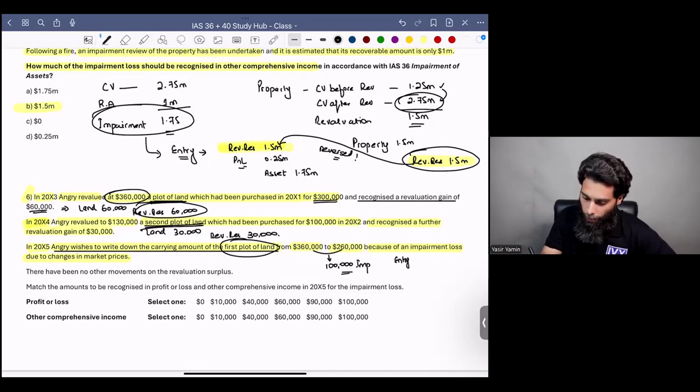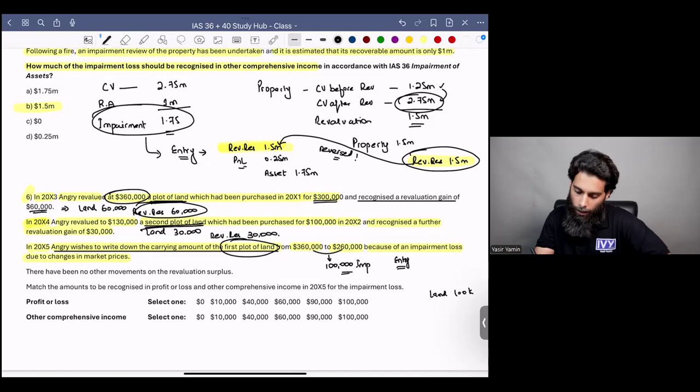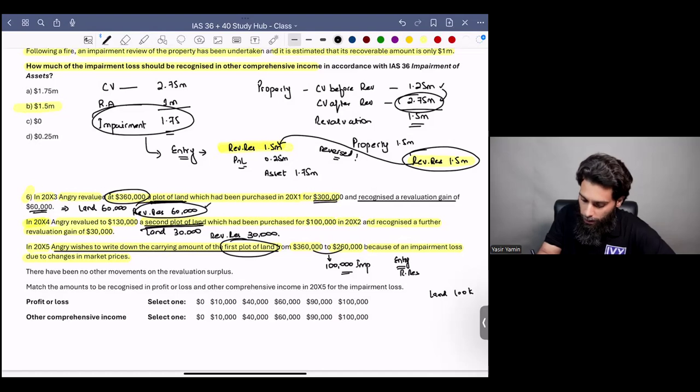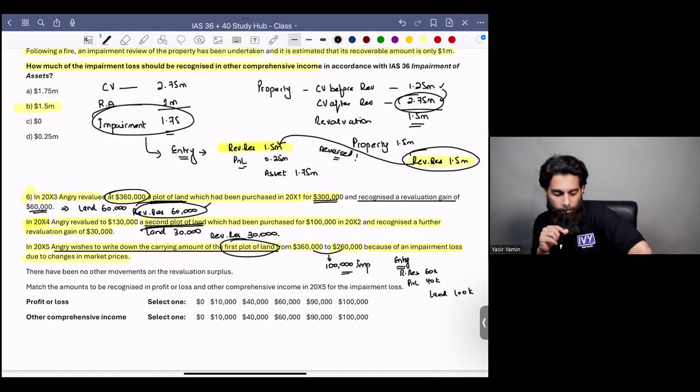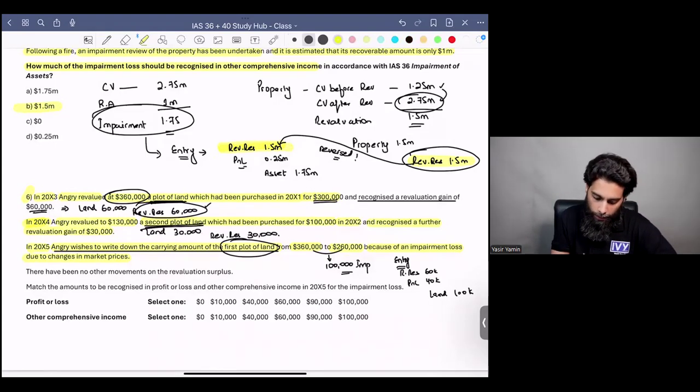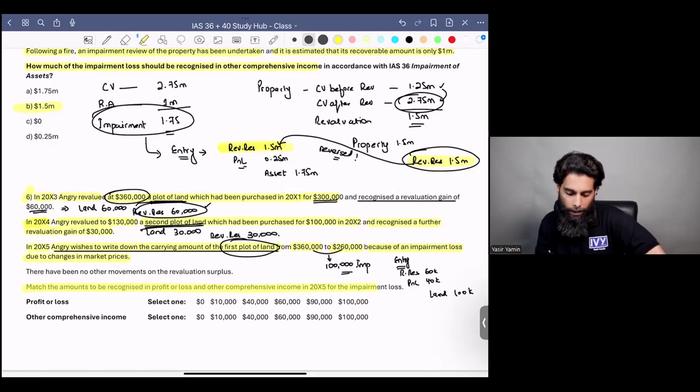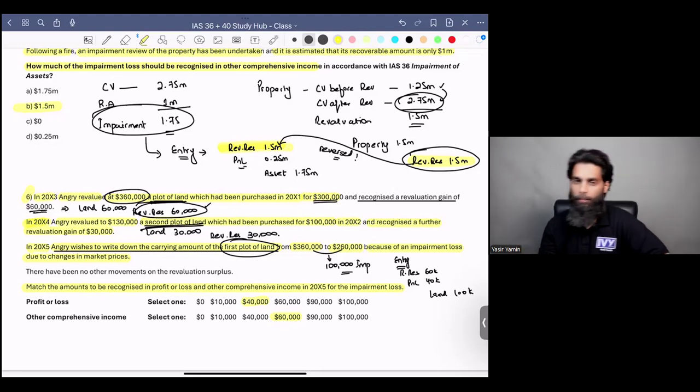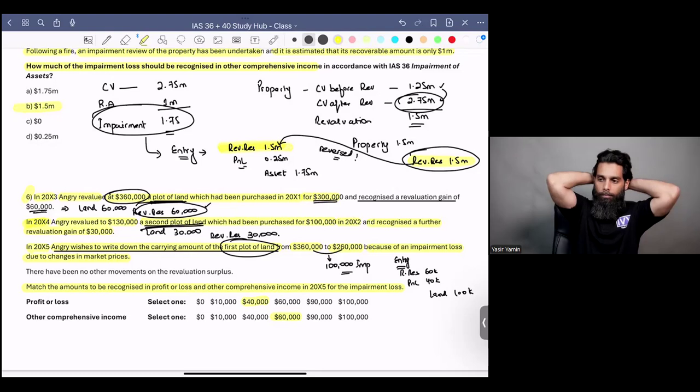Very good. Excellent. Land definitely would be credited by 100K. That's for sure. First, you will reverse the revaluation reserve, which was earlier created of 60,000. And then the balance will be recognized in your P&L, 40K. I hope it is clear. Done. Examiner is asking you to match the amounts to be recognized in P&L and OCI for X5 for the impairment loss. So in P&L, this will be 40,000 and in other comprehensive income, it will be 60,000. Is it clear? Is it clear to everyone?